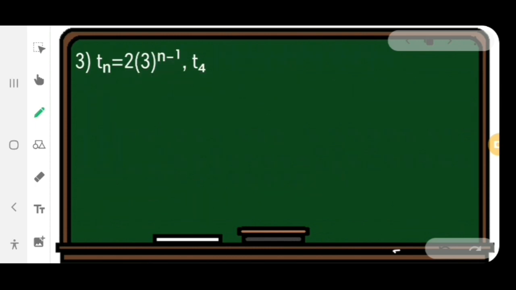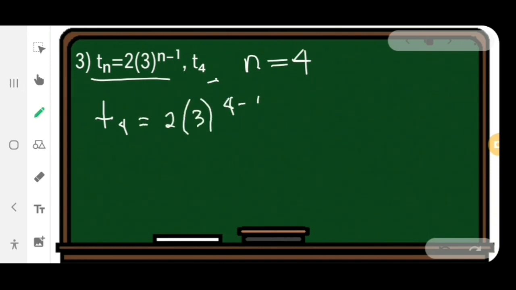So in our third example, we are given the general term of the geometric sequence, which is t sub n equals 2 times 3 raised to n minus 1. And we are going to determine the 4th term. So that means our n is equal to 4. Now using the general term, we are going to substitute the value of n. We have t sub 4 is equal to 2 times 3 raised to 4 minus 1.